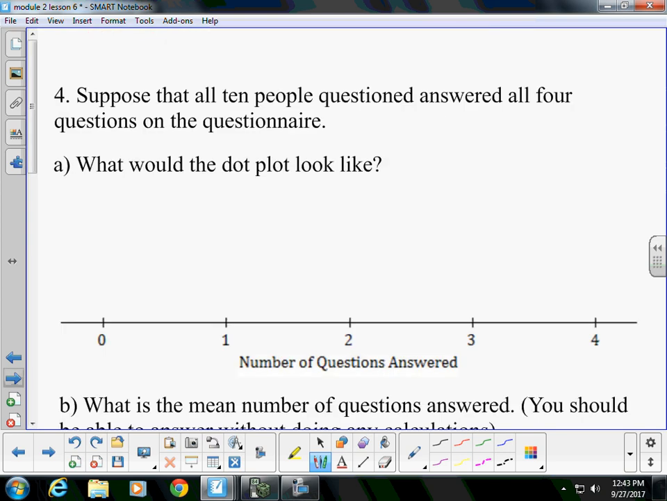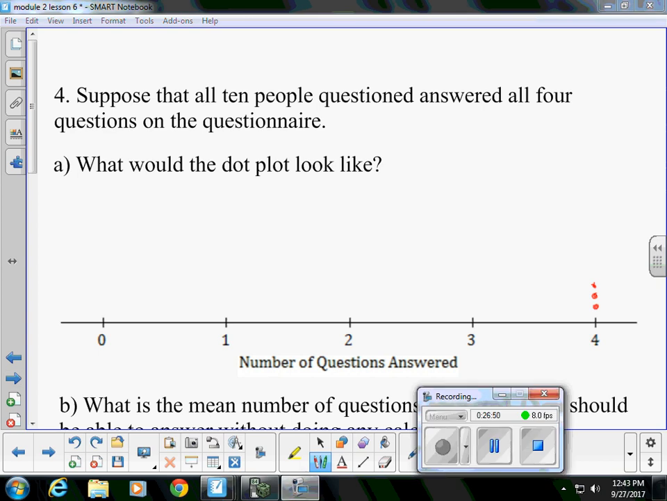Okay, last one. It says, suppose that all 10 people questioned answered all 4 questions on the questionnaire. Okay, so that means that we have 10 people all stacked up answering all 4 questions. So if we have 10 people that answered all 4 questions, then all of their dots are going to be down here. 1, 2, 3, 4, 5, 6, 7, 8, 9, and 10. So that's what the dot plot's going to look like.